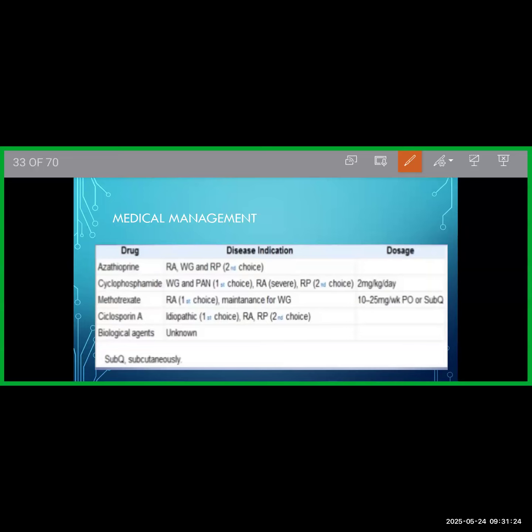Rheumatologist consultation is required. It's expected that the patient is co-managed with the rheumatologist, because they are able to administer this medication and also monitor the side effects of these medications.